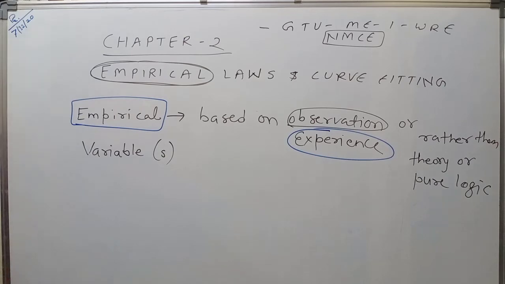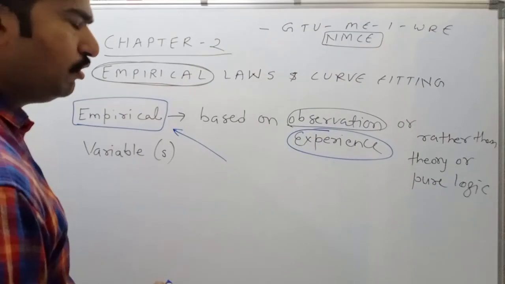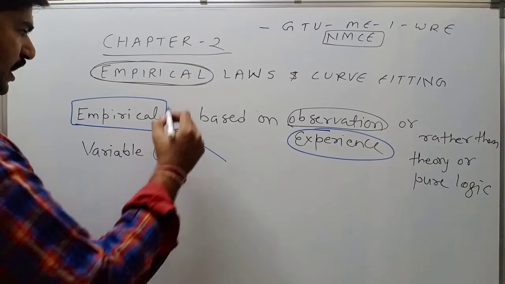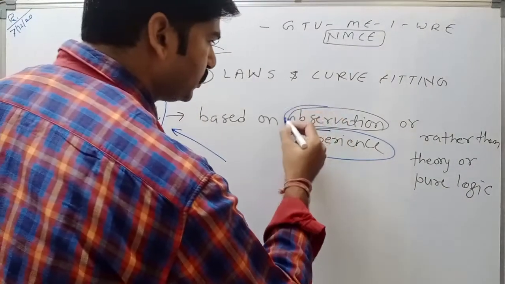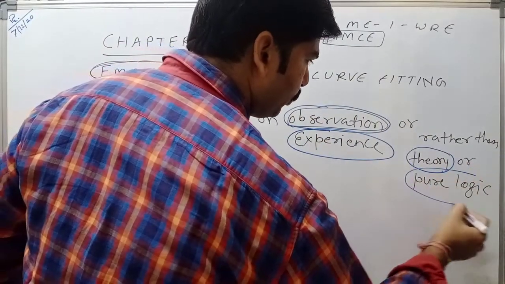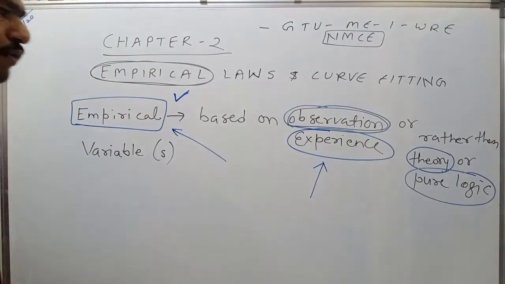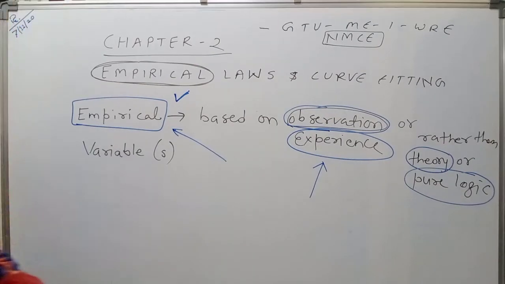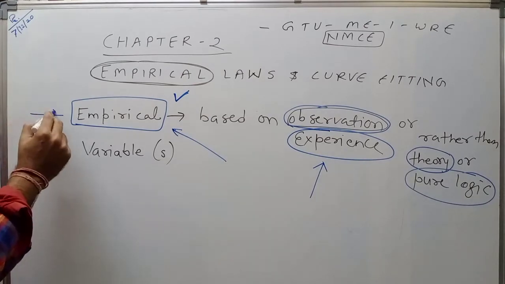This is a term in water resources engineering. You will hear this term, empirical formula, empirical law. In rainfall runoff also you will study it. So the empirical meaning is that it is based on your observation. You are not going into the theory or the pure logic, but you are saying something on the basis of observations or experience. You want to speak on the basis of observation or experience. That is what we call empirical.